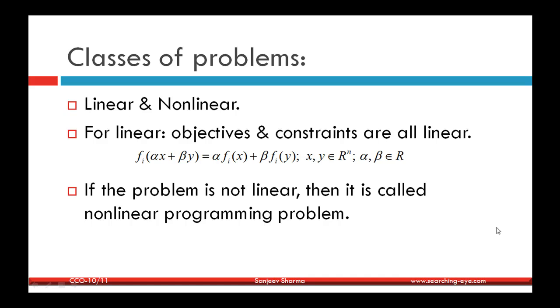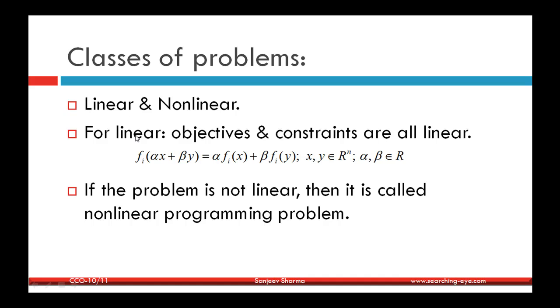So let's discuss the two classes of optimization problems. A mathematical optimization problem will be a linear program or a non-linear program. For a linear program, if the objective and constraints are all linear, then the mathematical optimization problem is known as a linear programming problem. And if any of the objectives or the constraints is non-linear, then the optimization problem is a non-linear program.